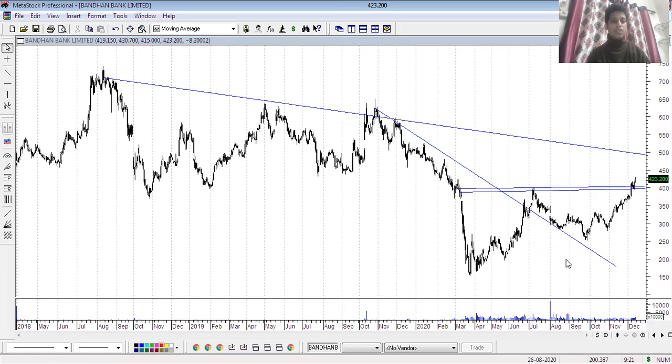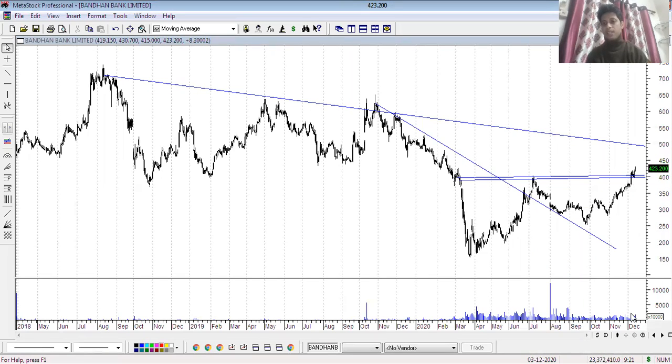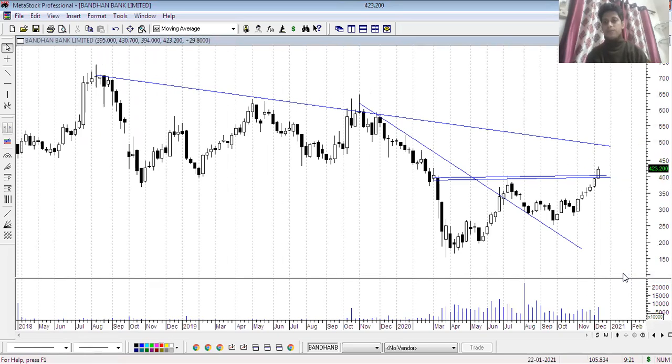This is the daily chart, and you will see another W formation is creating here, another short W formation also creating. So you will see how much accumulation there is in this area. The volume is also in a very good position.